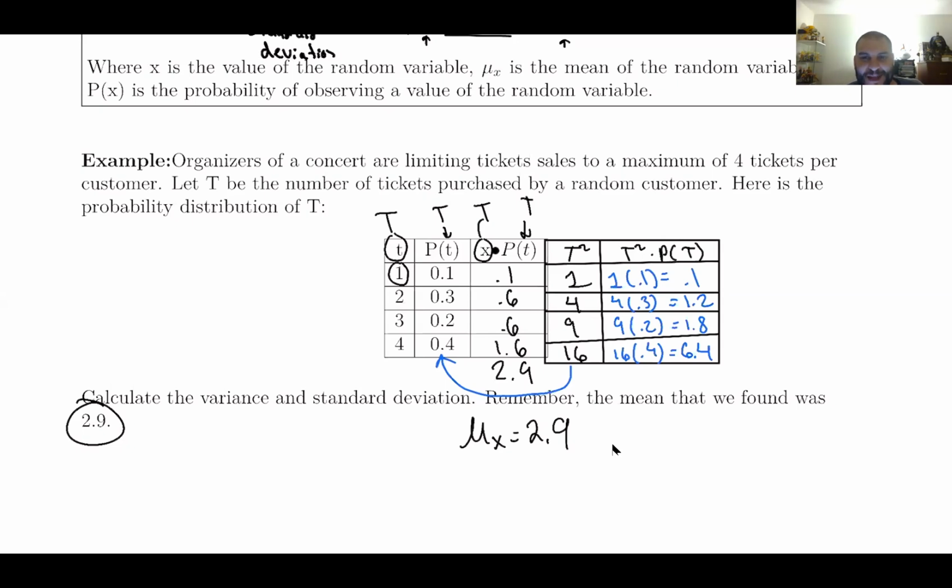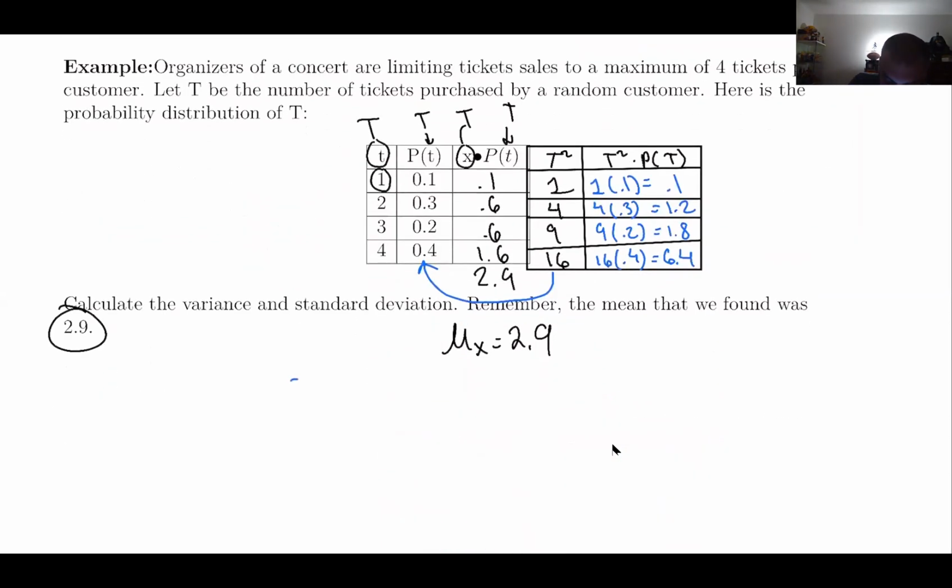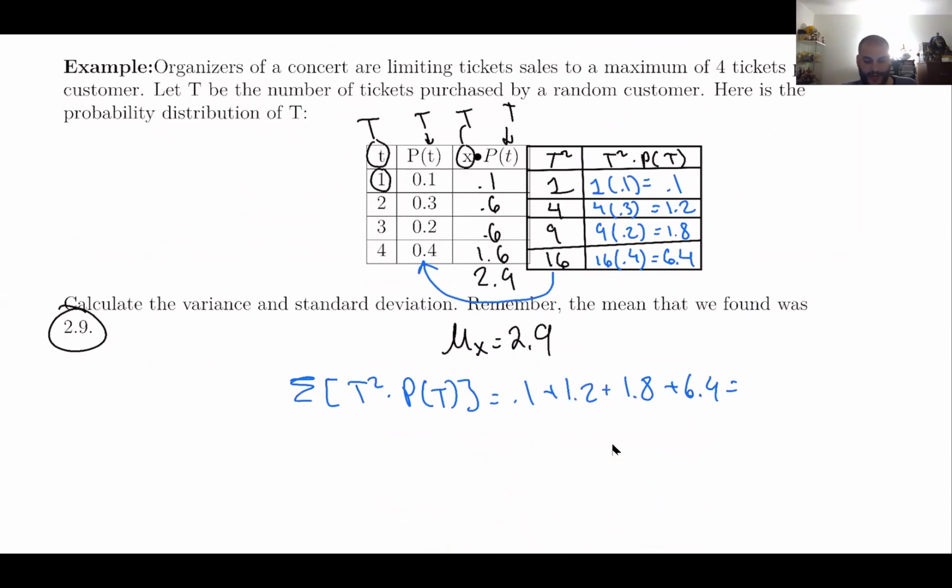All right, good job. All right, so going back to the formula, if you look at the formula, once I find this, you take the summation. So I'm going to get the sum of t squared times p of t, which is equal to 0.1 plus 1.2 plus 1.8 plus 6.4. So let's add all those up. So 0.1 plus 1.2 plus 1.8 plus 6.4. If you add all of those up, what do you get?